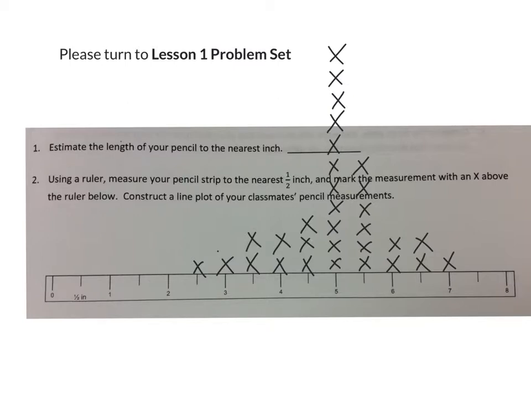Now, looking at this, we can analyze it. We can use this to help us make sense of data. For example, what is our most common pencil length here? 5 inches. Good. What is our shortest pencil currently being used in the classroom? 2.5 inches. What's our longest pencil currently being used in the classroom? 7. So what's the difference between the shortest pencil and the longest pencil? 7 minus 2.5 is, so what's 7 minus 2? Minus 1/2. 4.5 inches. We have a 4.5 inch pencil range currently being used in room 50.